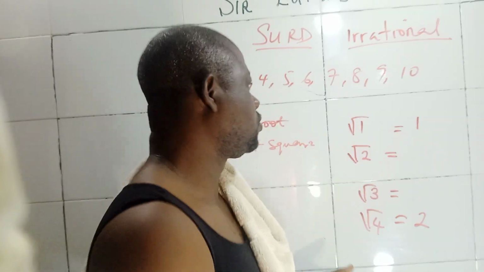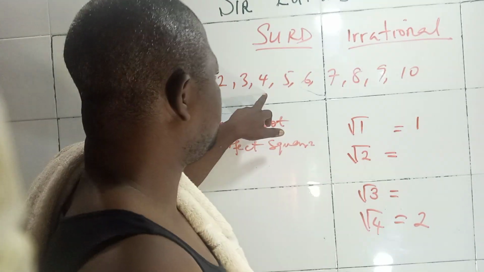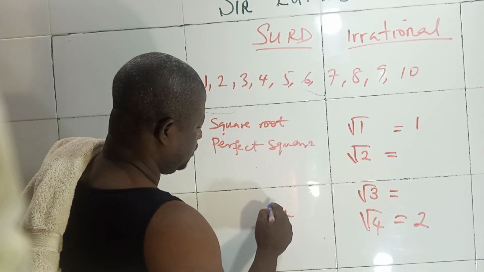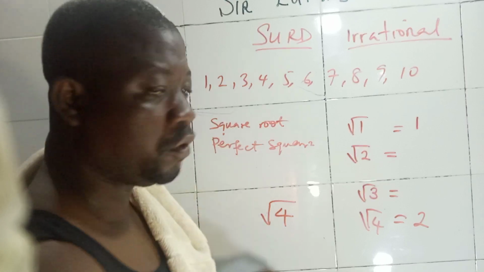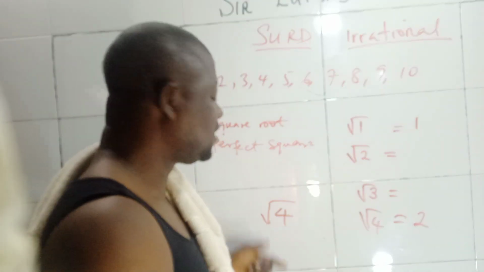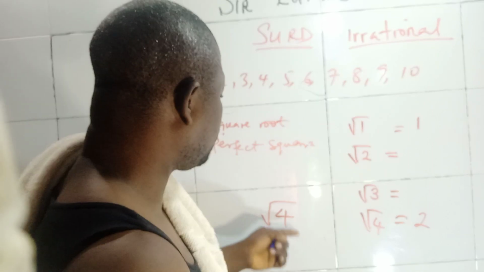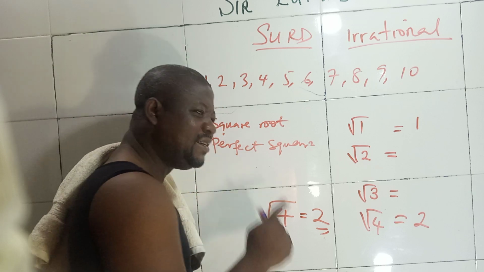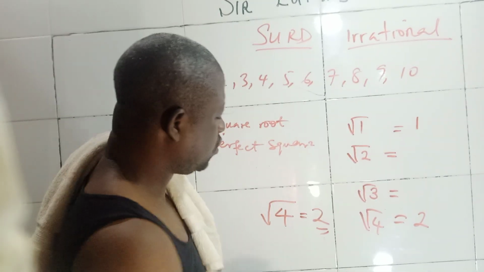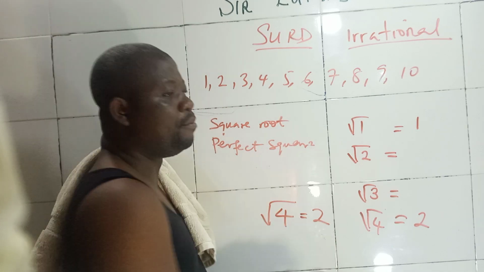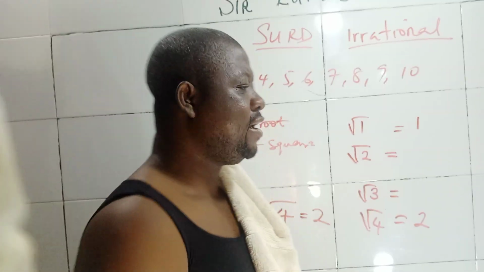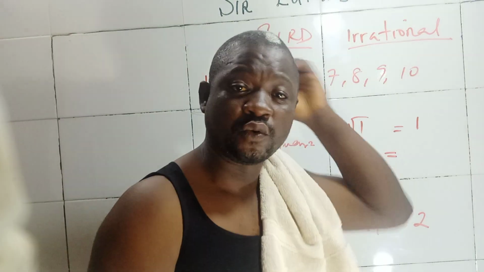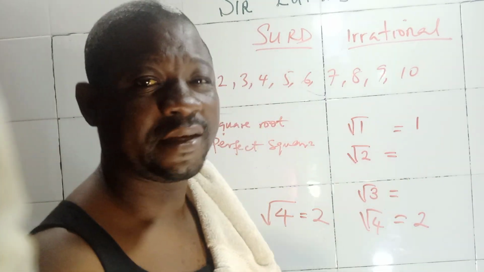That's in mathematics now. So if I say 4, is root 4 a surd number? If I say root 4, it's the same thing as the square root of 4. So the square root of 4 is 2. So root 4 is not a surd number because it's going to give us a whole number as the answer. But when a number cannot give us a whole number as the answer, then that root is a surd number.